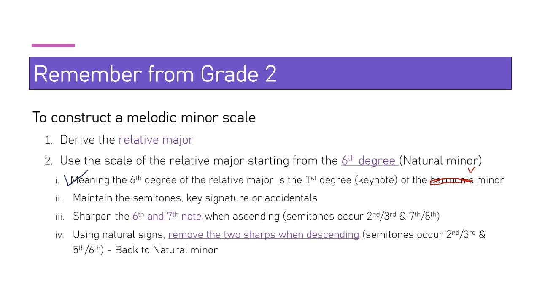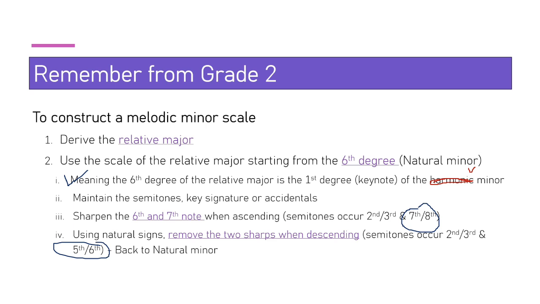That's it. So it means that you now have semitones only between your 2nd and 3rd, and between the 5th and 6th notes. So you can see that there is a difference in the semitones when you are ascending, 7th and 8th, and descending, 5th and 6th. Only 2nd and 3rd appears in both ascending and descending.